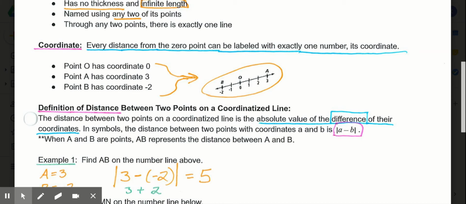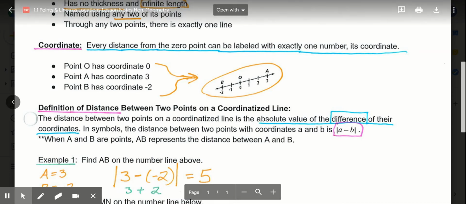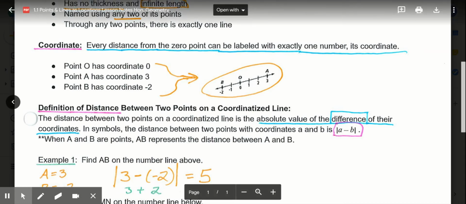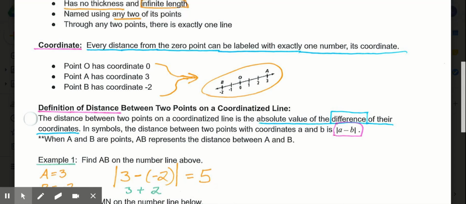So the way that we figure out the distance between 2 points: the distance between 2 points on a coordinatized line is the absolute value of the difference of their coordinates. So in symbols, the distance between 2 points with coordinates A and B is A minus B inside the absolute value symbol.